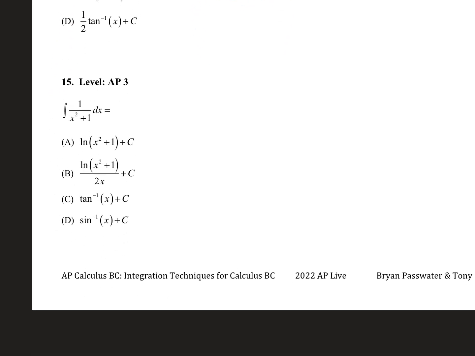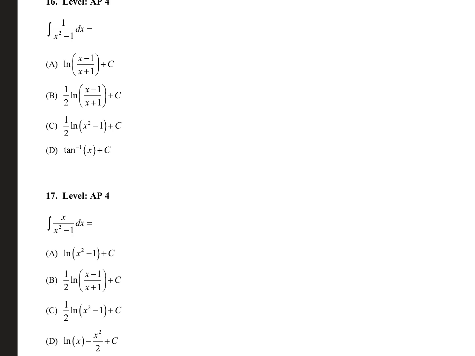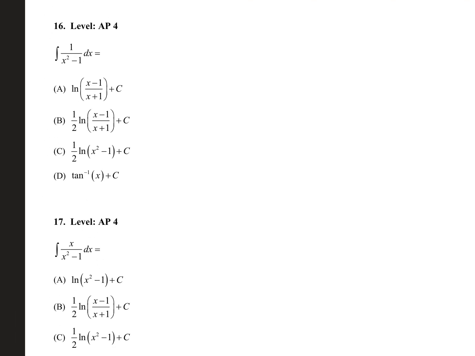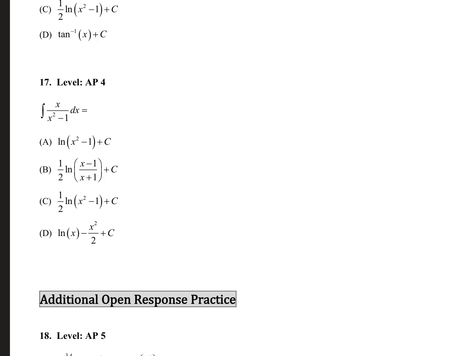Next one, this is straight up arctangent. This one right here is partial fraction decomposition because we can factor the bottom of that. So that's going to work out to be B. And this one is also going to be partial fraction decomposition again, and it's going to be C.